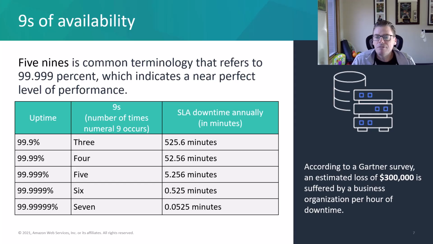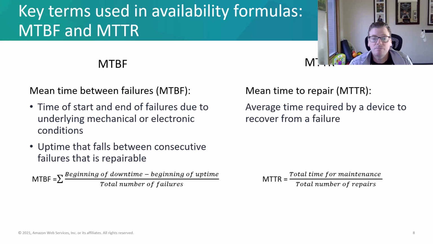according to Gartner, right, it says that an estimated loss of $300,000 is suffered by a business per hour of downtime related to their data center. So that's very significant, especially if you consider that the data center is likely to have more than one customer, more than one business organization. If you have 10 business organizations, now you're looking at 3 million per hour.